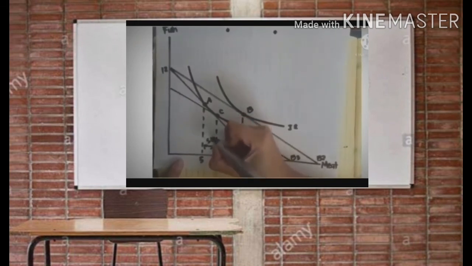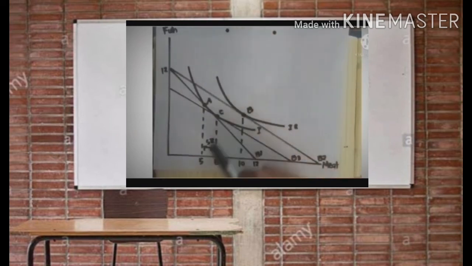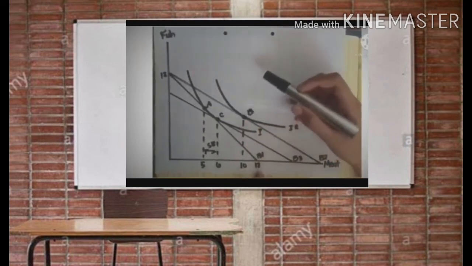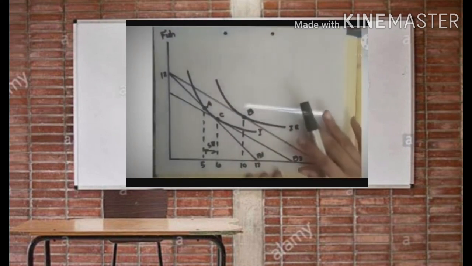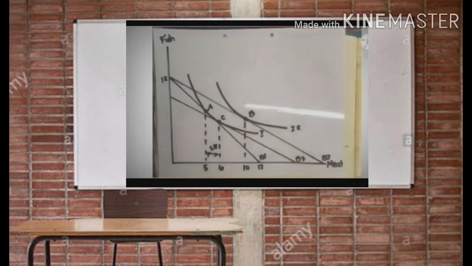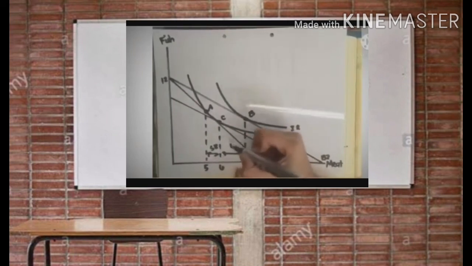The movement from A to C is the substitution effect. The movement from C to B is the impact of falling prices through increasing the consumer's purchasing power. Because meat is now cheaper, the consumer has more purchasing power than before. So the income effect is the difference between 6 and 10, which is 4.